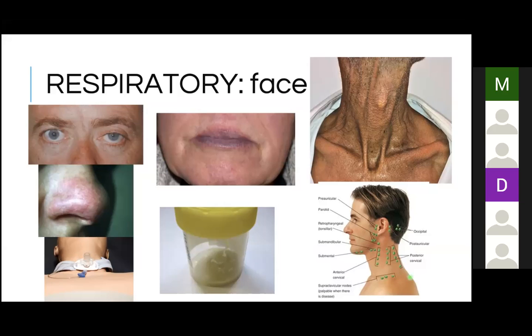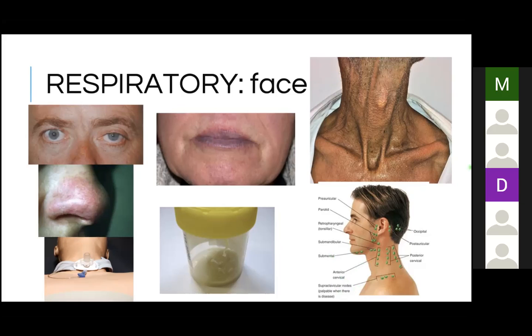examine the lymph nodes. We didn't really mention it in cardiovascular examination, but for all examinations, you need to do a little general exam. So feel for the lymph nodes. So you have the anterior cervical chain, posterior cervical chain, posterior auricular, so behind the ear, occipital, and then preauricular, parotid, retropharyngeal, submandibular, submental, anterior cervical, and then supraclavicular nodes.